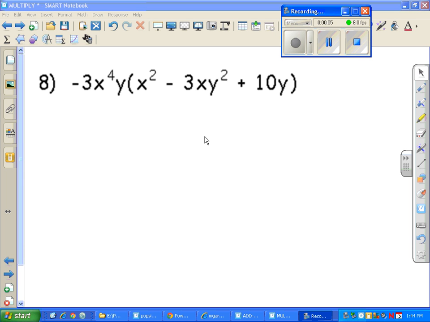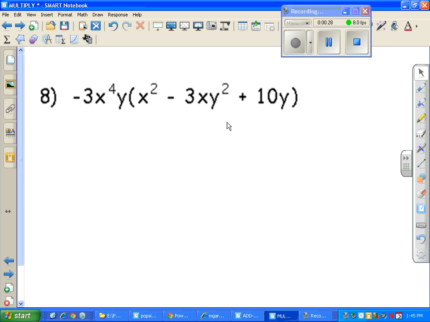In this episode, we're looking at multiplication of monomials and polynomials, and this is homework problem number 8 from your worksheet. In this problem, we're asked to multiply a monomial, negative 3 x to the fourth y, times a trinomial, x squared minus 3xy squared plus 10xy.